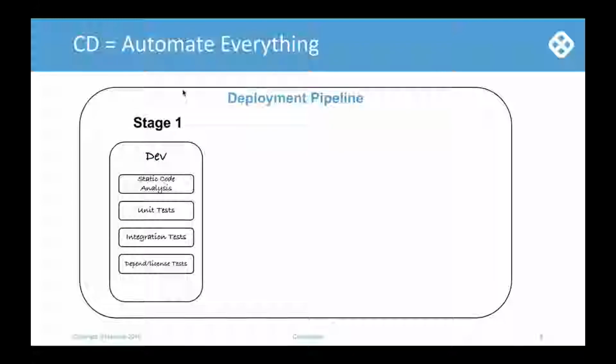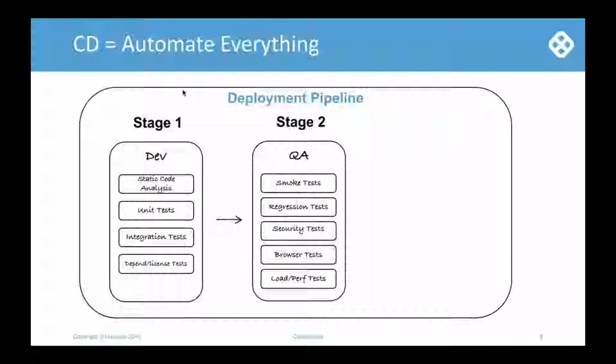And so it'll come as no surprise that CD is about automating everything. Love that word, just automate everything. Everything you see in the dev environments, we've been doing for years: static code analysis, integration tests. You can then talk about promoting code to QA and automating all of the regression tests, the functional tests, the performance testing, things like that.